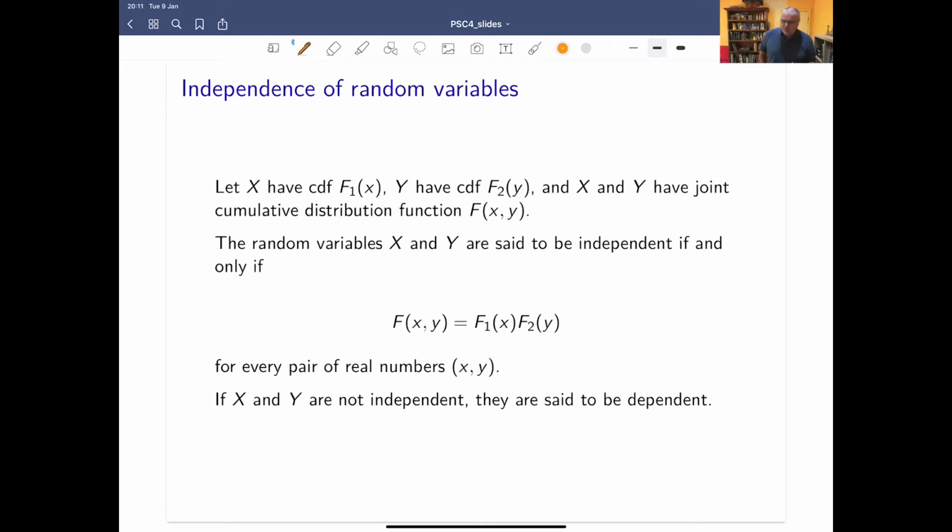Now let's talk about independence of two random variables. Say x has the cumulative distribution function F1(x), and y has the CDF F2(y). And x and y have the joint cumulative distribution F(x, y). The random variables x and y are said to be independent if and only if I can write the joint cumulative distribution function, F(x, y), in terms of the marginal CDF of x and the marginal CDF of y. And this has to be true for every single possible value of x and y. And as before, if x and y are not independent, we'll say they are dependent.